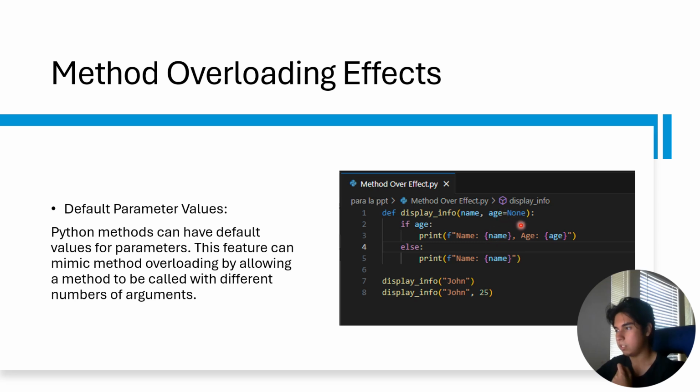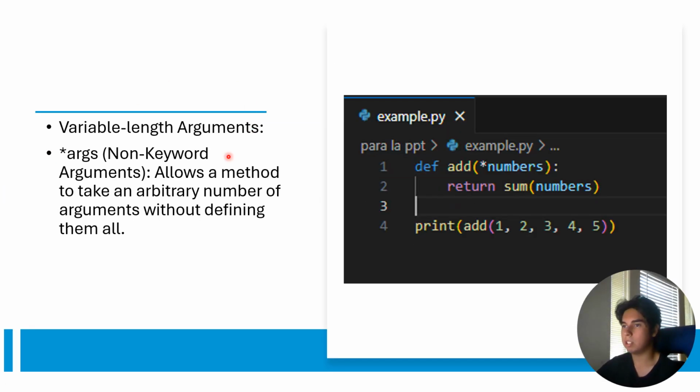So in case this is none, whenever you ask the user, it's only going to print the name. For example, display John, and it's going to ask you for the age, none, and then it's only going to show John. If you want to display an age, it's going to be like this. In case you put just the name, it's going to be the name. That's it.